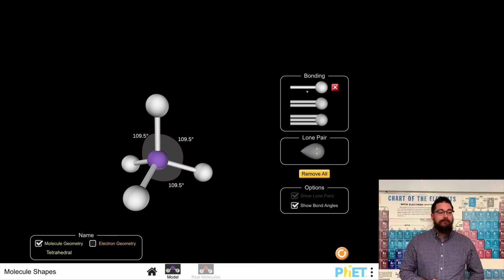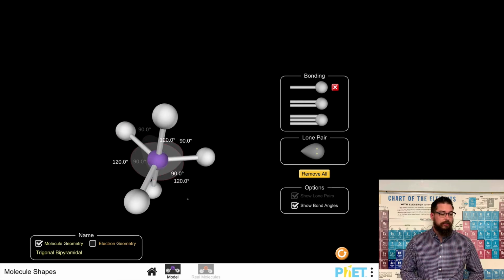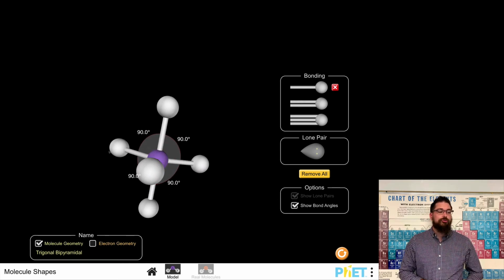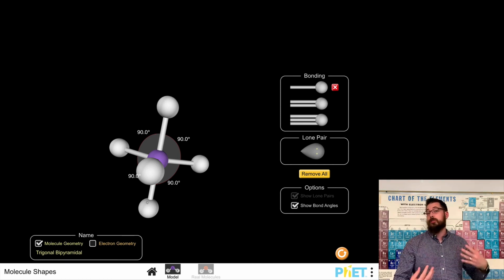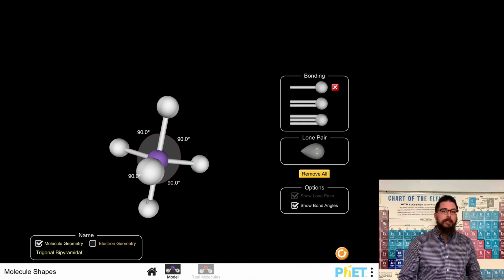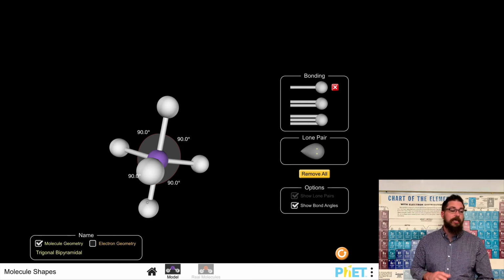Now, if we add a fifth one here, notice how we've got this situation going on. This is called a trigonal bipyramidal. The reason why it's called trigonal bipyramidal is, again, if you draw a line between all the atoms here, you'll end up seeing two pyramids, one right side up and one upside down, kind of like this. So that's why it's called bipyramidal. And the reason why it's called trigonal is because each pyramid is a three-sided pyramid. So it makes two three-sided pyramids. And that's why it's called trigonal bipyramidal.